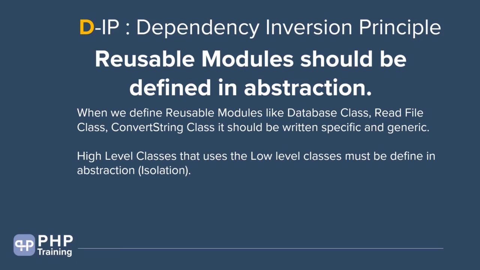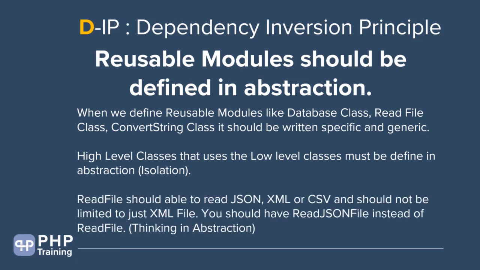Most importantly, the reusable modules. Take this example and understand. If you understand this example, you will understand what this principle is all about. Let's say you have written a low level class that is nothing but a reusable module called read file. You have defined read file in such a way that it only accepts JSON and nothing else. But read file should be able to read JSON, XML or CSV and should not be limited to one file type.